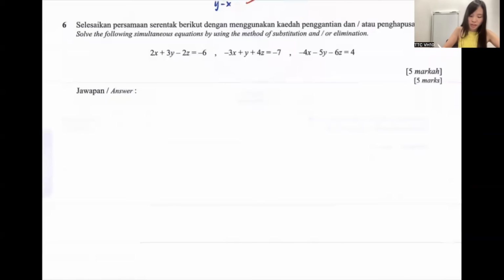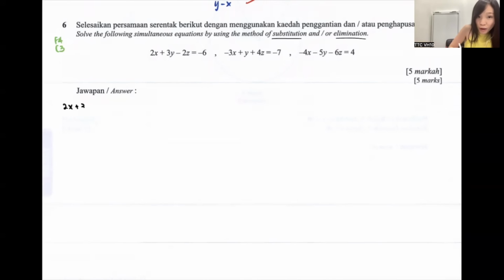Done. Next one, Question 6. Solve. I look at it straight away: this is under Form 4, Chapter 3, your favorite chapter, because this is one of the easiest chapters. They say solve the following simultaneous equations by using the method of substitution or elimination. That means you can use any method. So I look at the questions, and I write first.